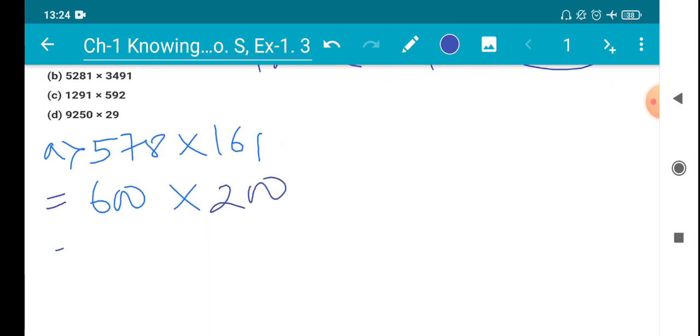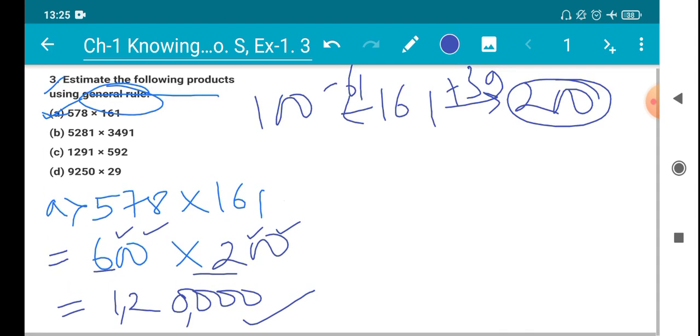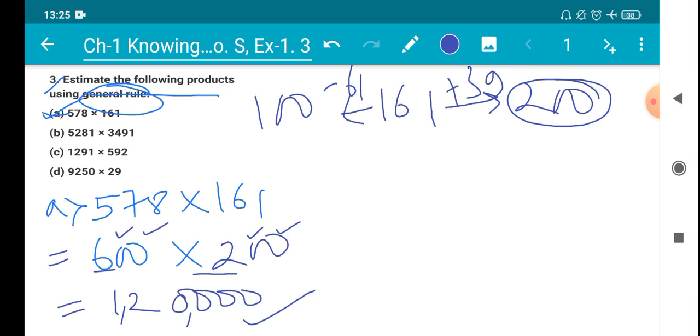So when you multiply, 6 into 2 is 12, and how many zeros are there? 1, 2, 3, 4. So where to put the zeros? They should be placed after 12. It is 1 lakh 20,000. So this is how we find the estimated value of the given numbers. I hope this is understandable to you all.